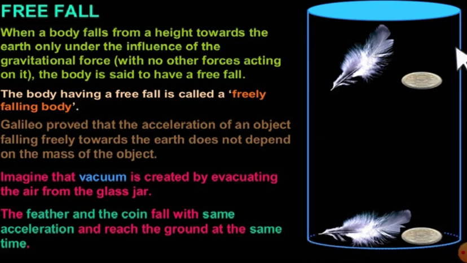You can take a cylindrical jar of which the two ends can be fixed or covered, and you can evacuate the gases present there by using a vacuum pump. And if you allow a light feather and a heavy coin to fall down at the same time simultaneously, then the two objects, feather as well as coin, will reach the bottom simultaneously. The time taken by the feather and the coin to reach the bottom surface will be the same.